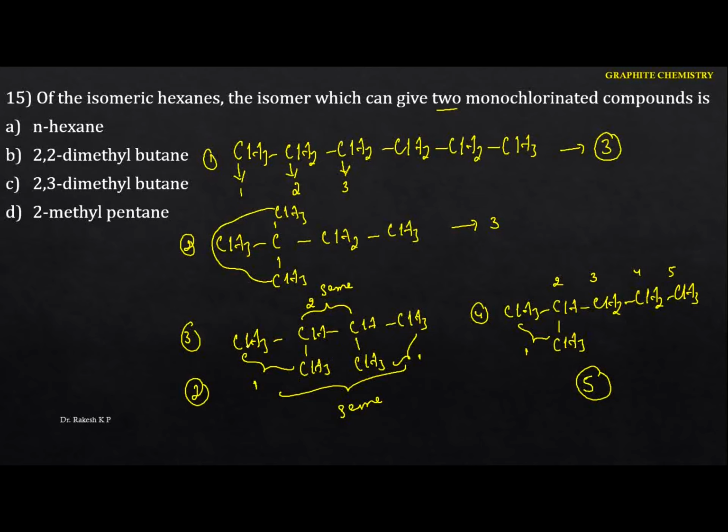If I replace here, we are going to get 1-chloro-2,3-dimethyl butane. And even if I replace here also, the product will be the same. And if I replace here, maybe here or maybe here, the product remains the same. That means this becomes the 2-chloro-2,3-dimethyl butane. Hence, in this case, the option is C. The option is C.